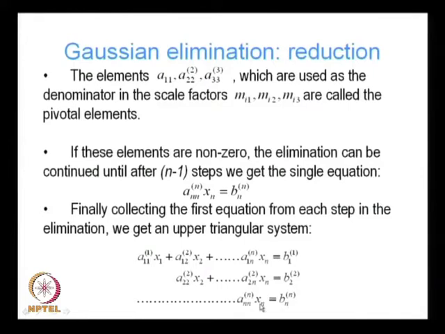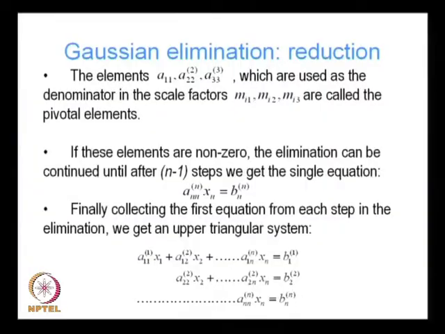We solve for xn, substitute that in the n minus 1th equation to get xn minus 1, substitute xn and xn minus 1 in the n minus 2th equation to get xn minus 2, and so on and so forth until we get all the variables x1, x2, x3 through xn.